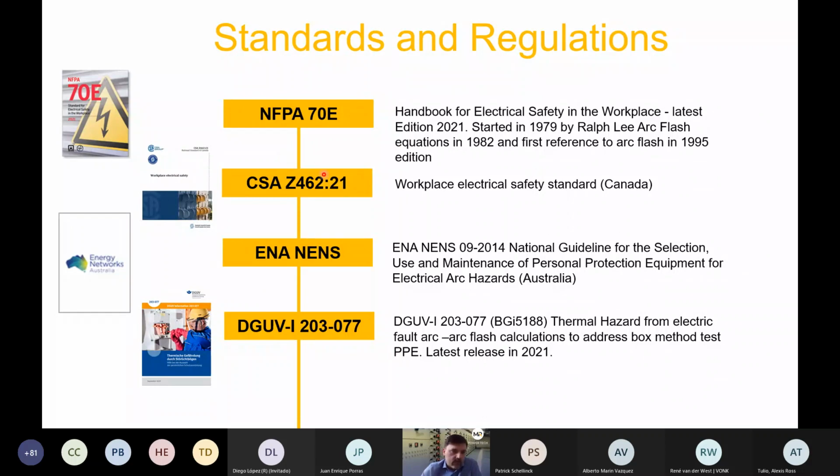CSA Z462, they are very similar to each other, but there are some differences, depending, of course, on which country you are in. And NANES, I wasn't really aware of this, that in Australia they have their own way of selecting PPE and also calculating, which is a little bit different than those two. And DGUV is an information note in Germany about the box method for PPE selection.